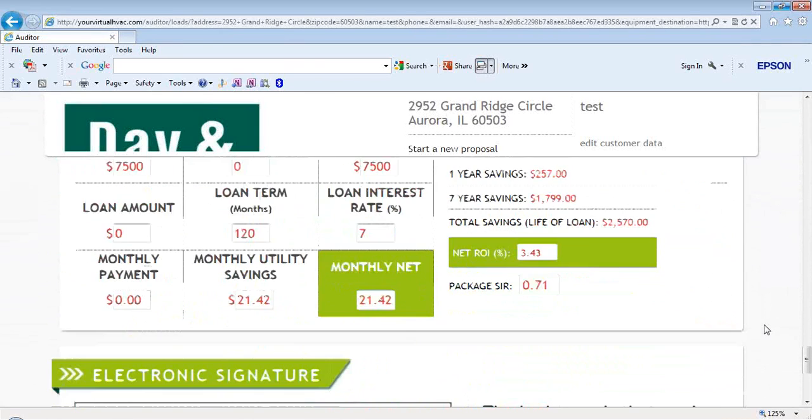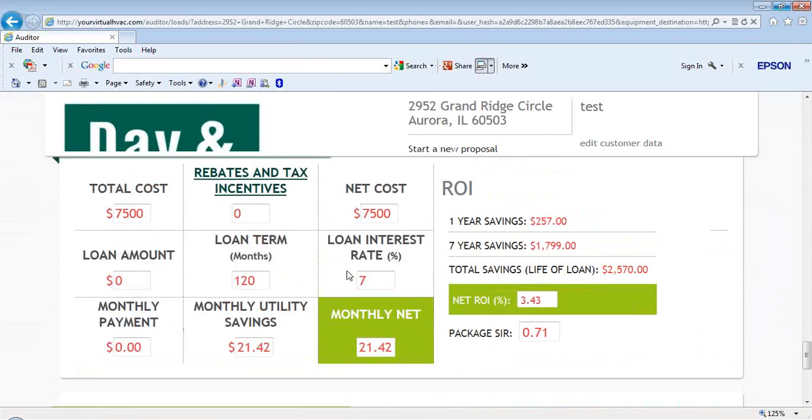Then the last section down here, before we hit generate proposal, the total cost of all the stuff I punched in there was $7,500. It'll be more or less depending on what you're proposing. If there's any rebates associated with that stuff, I can put it in here.